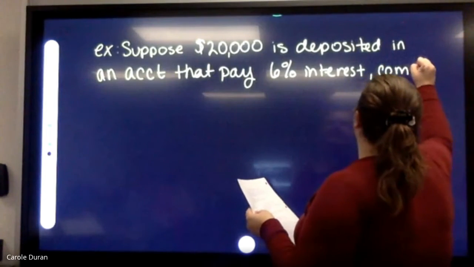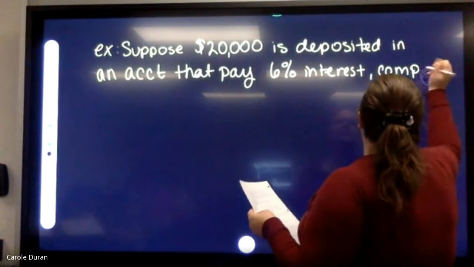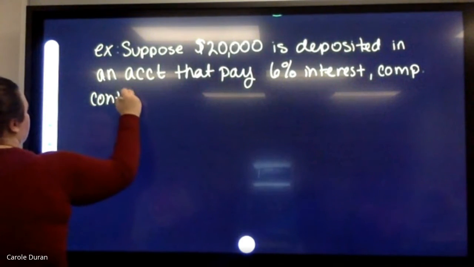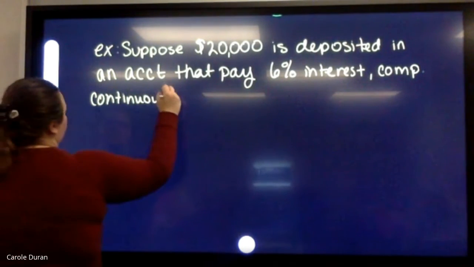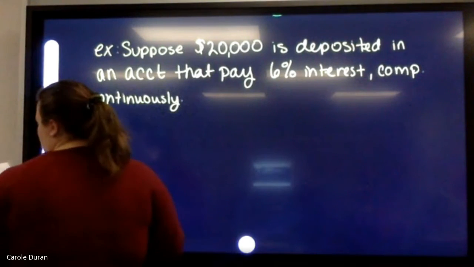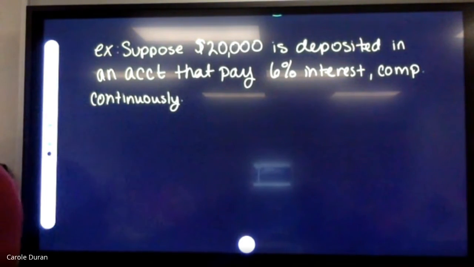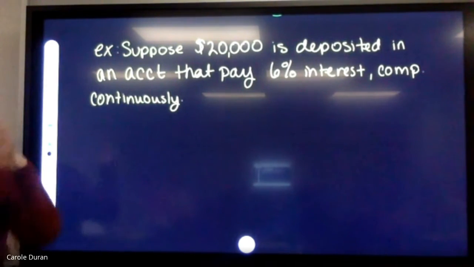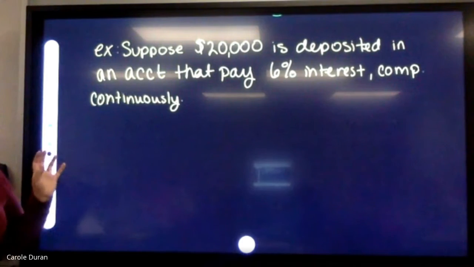Compounded continuously. What is continuously supposed to be? That's the e. Whenever you see the word continuously, that means I'm going to use the e, so PERT, instead of that compound interest formula we did yesterday. That's always your keyword. I always remember it as PERT.